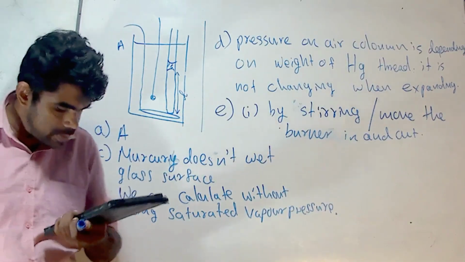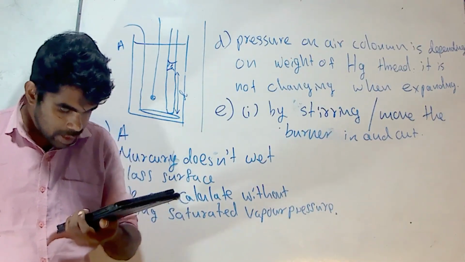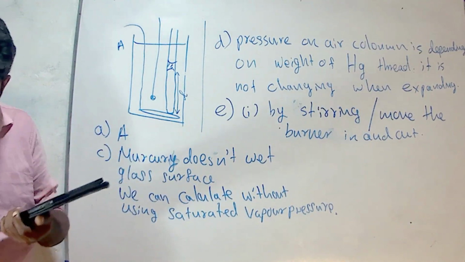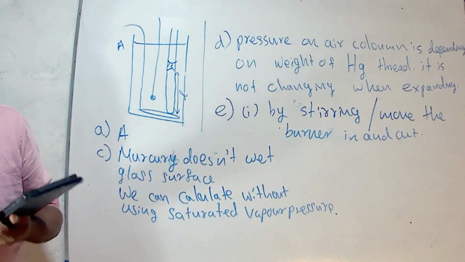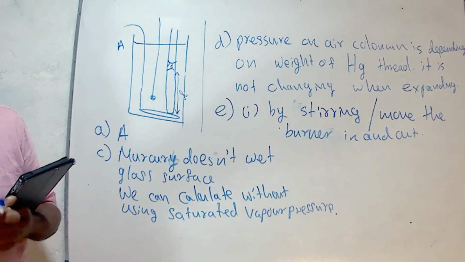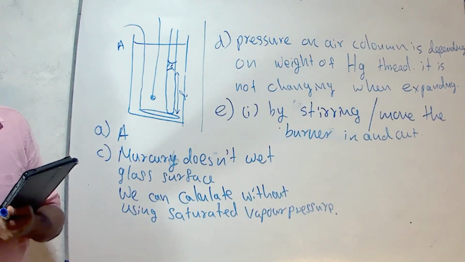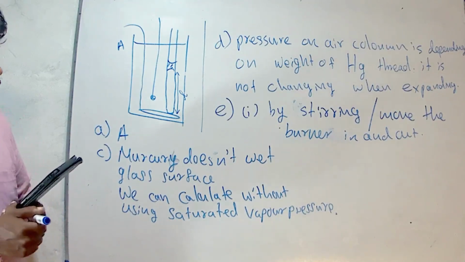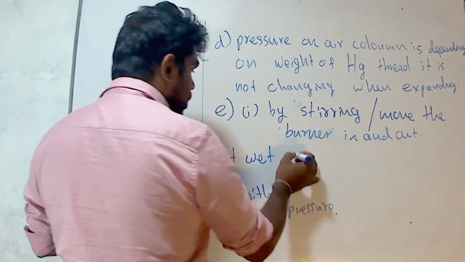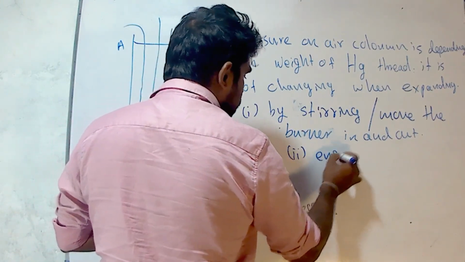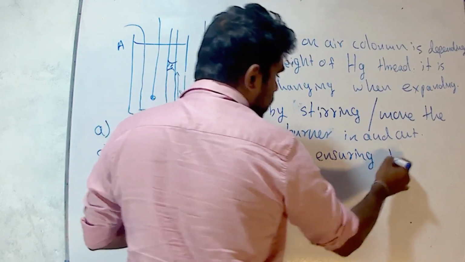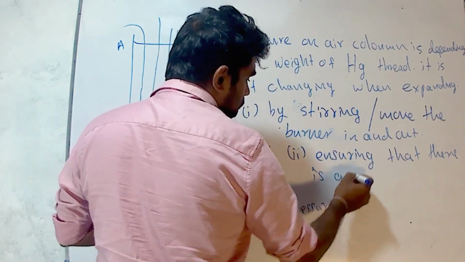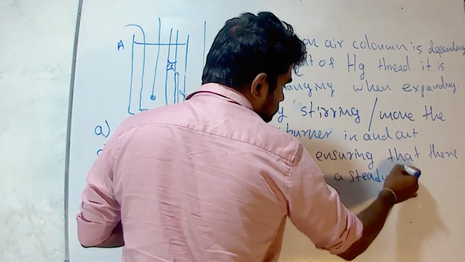In part 2, they have asked the length TL itself is exact length corresponding to theta. We have to ensure there is a steady length of air column, ensuring that there is a steady length.